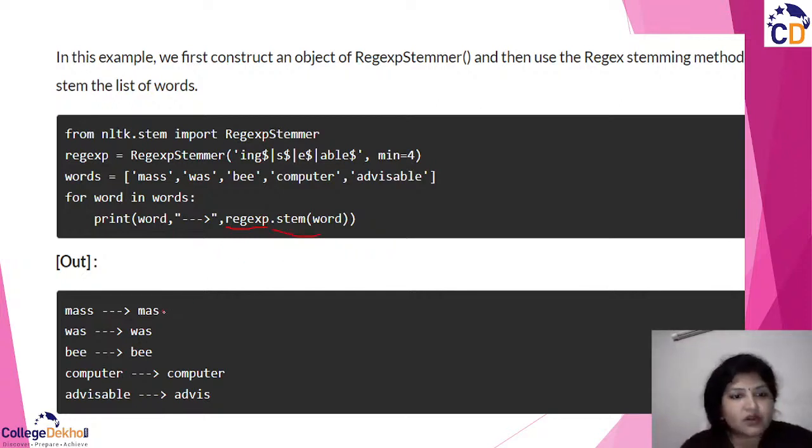Then mas is not a meaningful word, right? Was, obviously you cannot change that part, was would remain was, even if you are removing anything. Be would remain be, because there is no affix in that. Computer would remain compute also, but it is giving the full form. Now again advisable is coming out as advice, which is not a meaningful word.